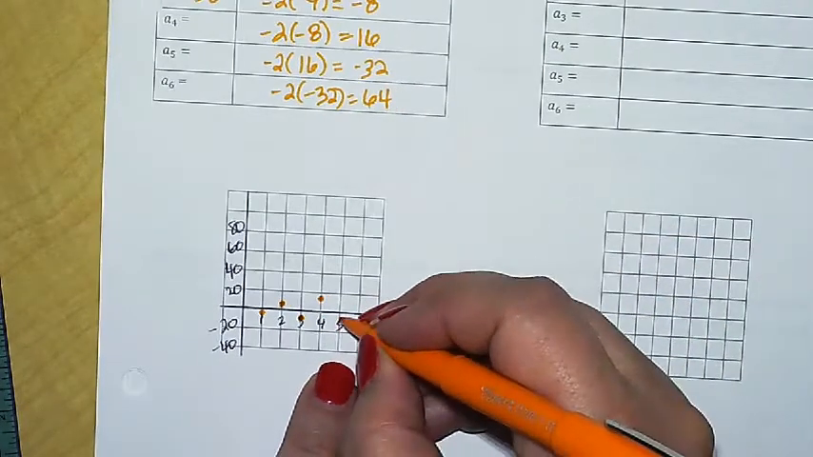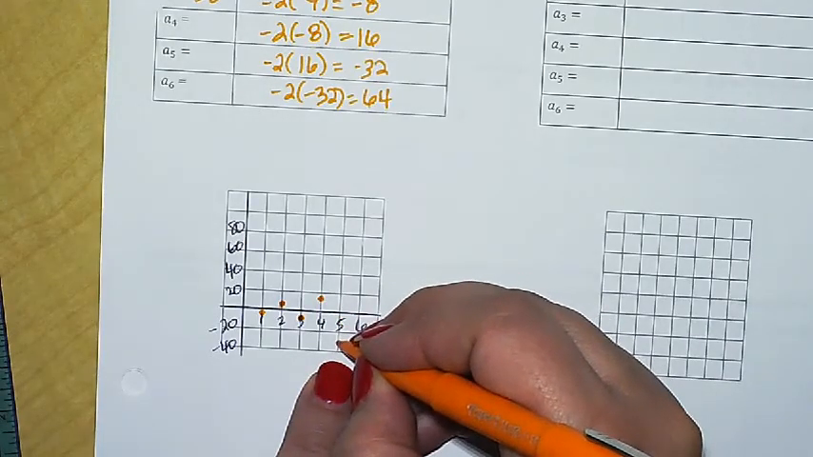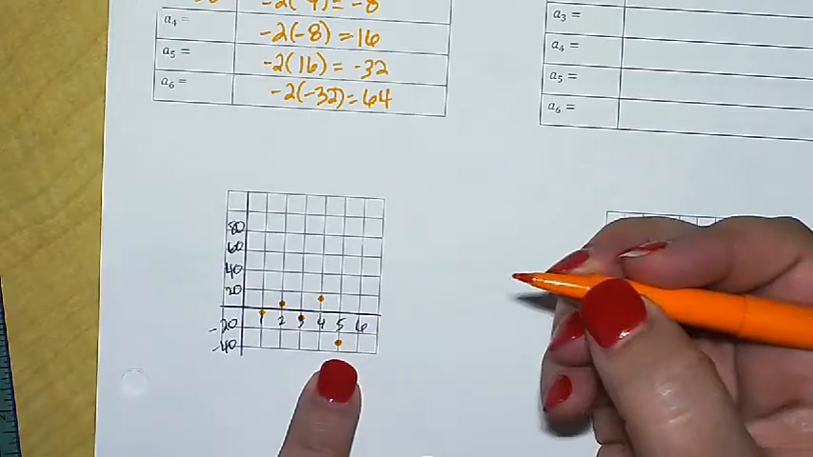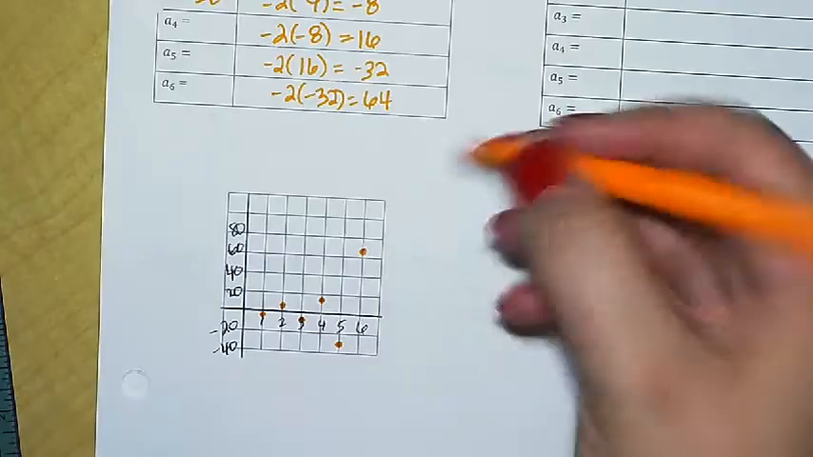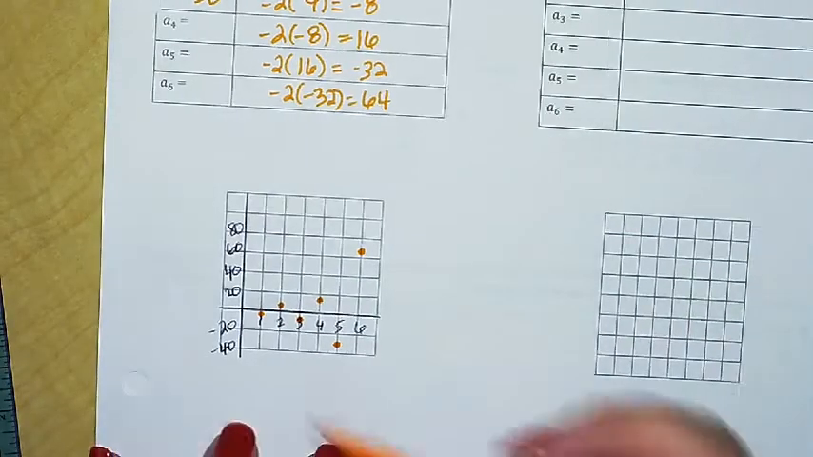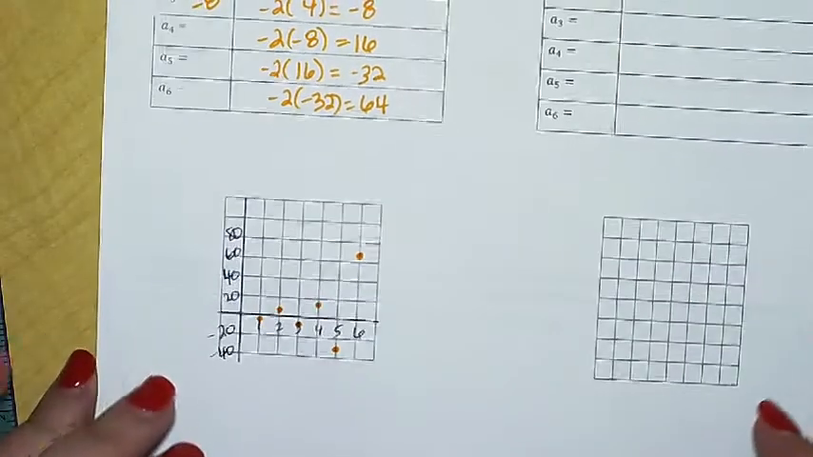We're just estimating these. Notice it doesn't have to be perfect or exact. You just have to do a nice educated job here. -32, maybe about right there. And then that 64 is going to be about right up there. Okay, there's your graph. You can see that these, again, this one was geometric, so it flips back and forth.